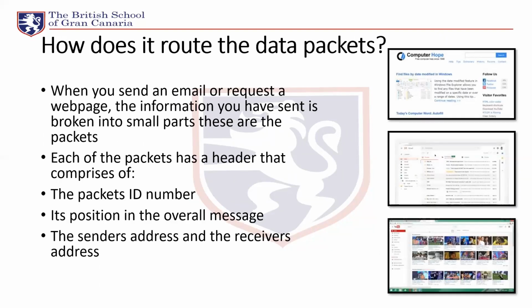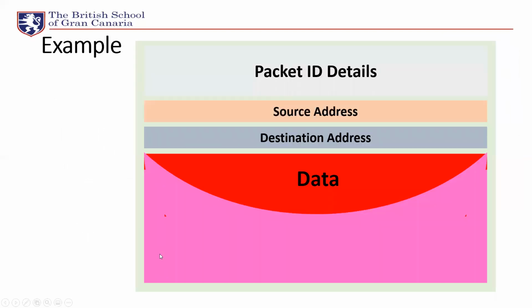So here's an example. These are the data packets that could be sent, like I gave you the example of a photo. It could be, for example, if you type in a web address, send an email, or watch a video on YouTube. What it does is it will have the packet's ID number, its position, and the sender's address. This is an example that's in the book.